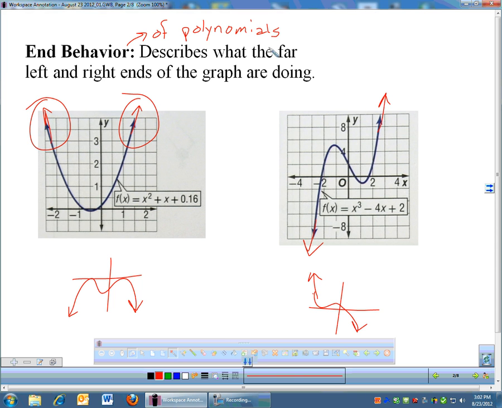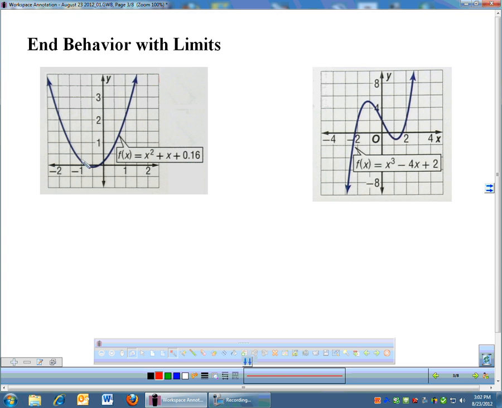There is some other stuff with end behavior with some crazy functions, but right now we're going to keep it kind of basic and do end behavior of polynomials. So we could say left end goes up, right end goes up, left end goes down, right end goes up, both ends go down, something like that. That's the end behavior. But I do want you to learn how to describe it with limits.